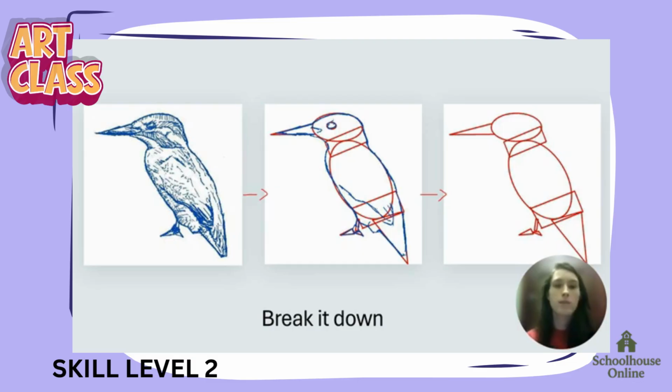This same sort of breaking things down into simple shapes can be done with any drawing, any picture, anything that you might see in the real world. They could all be broken down into their basic shapes, and it makes it much easier to understand the shape of what you're drawing and to be able to draw it more accurately.